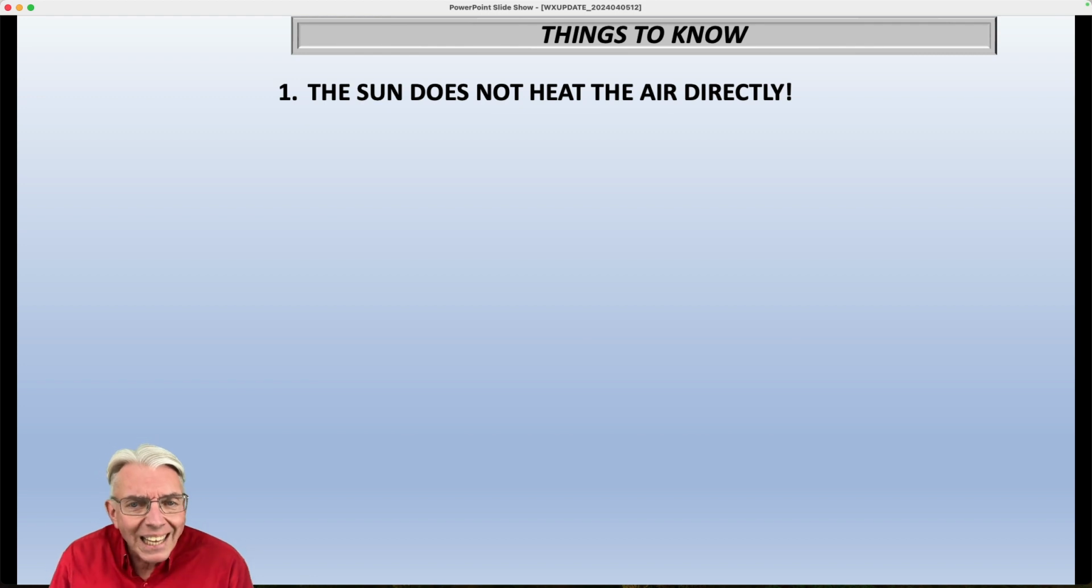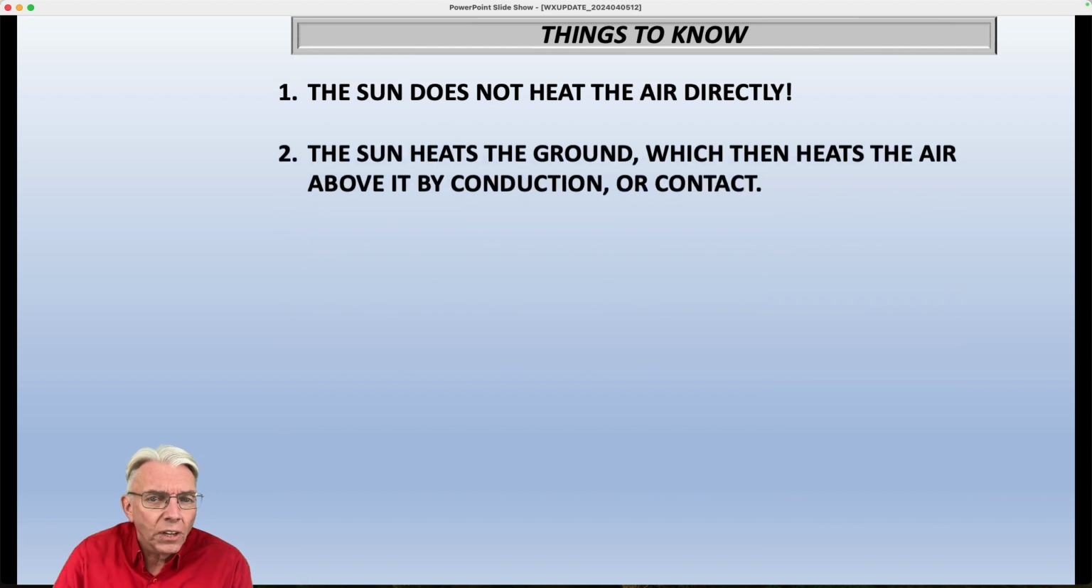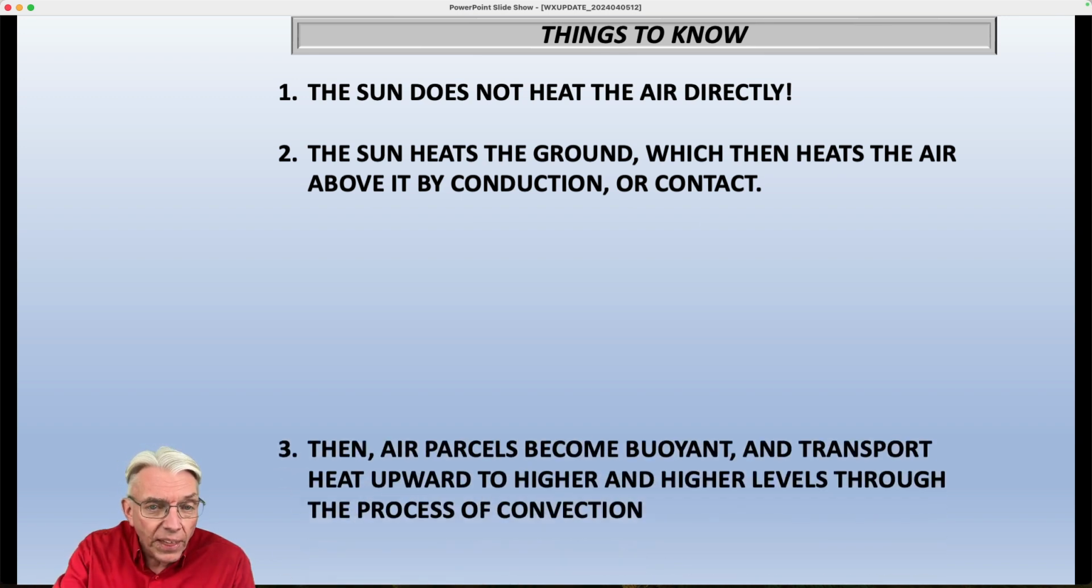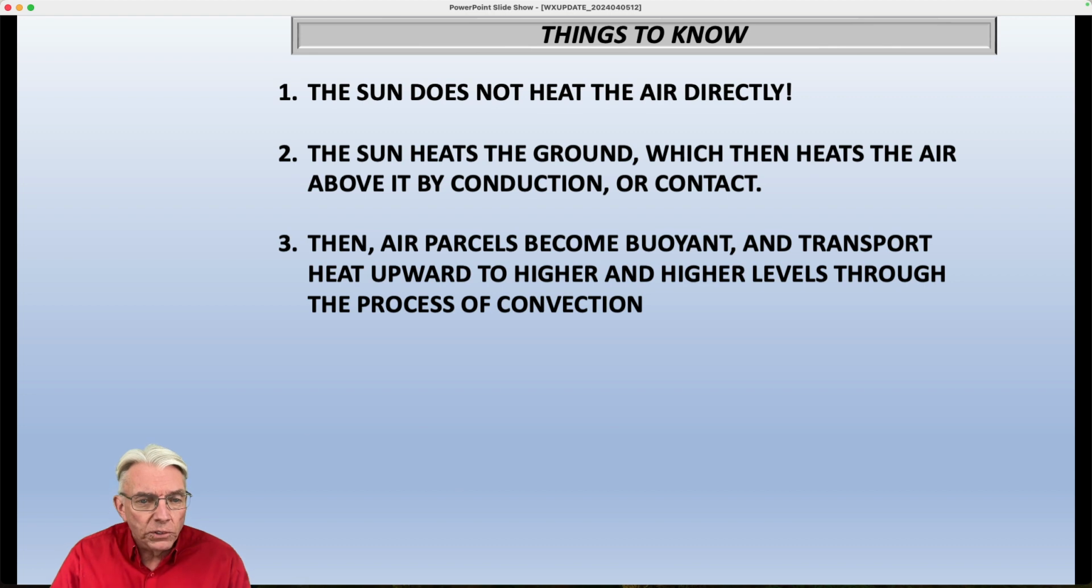The sun does not heat the air directly, okay? What happens is the sun heats the ground, which then heats the air above it by conduction, which is another word for contact. Then these air parcels that are beginning to rise become buoyant and transport heat upward to higher and higher levels through the process of convection. And convection is simply a fancy word for the process that leads to thunderstorms, where air parcels become buoyant.